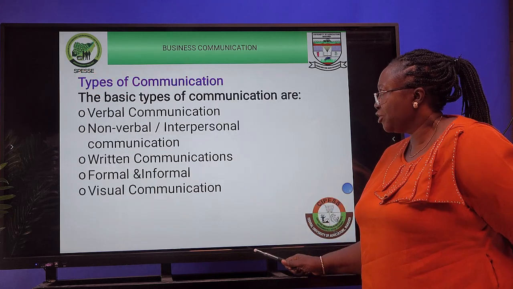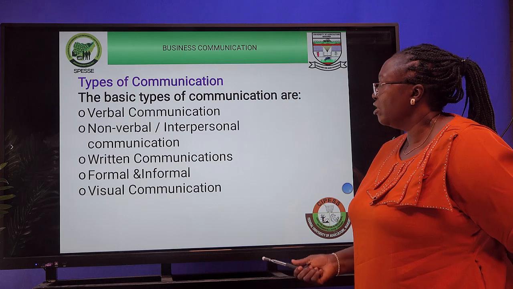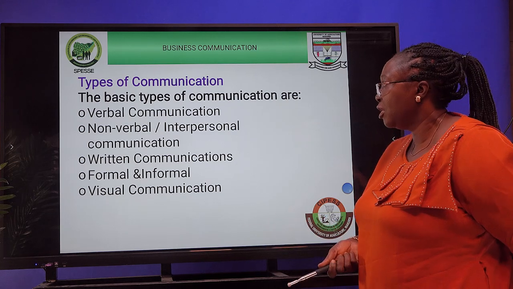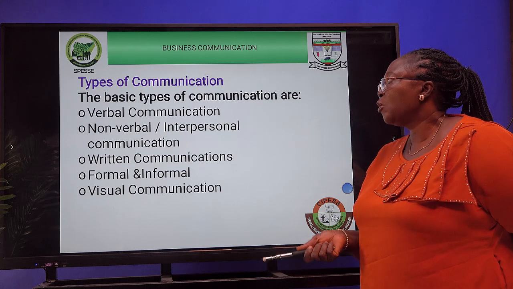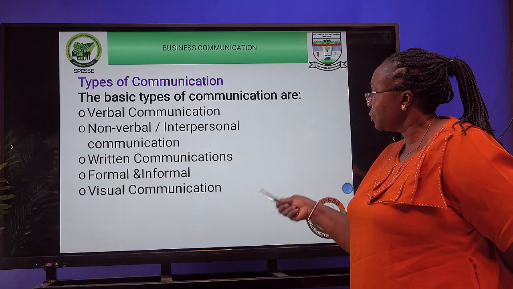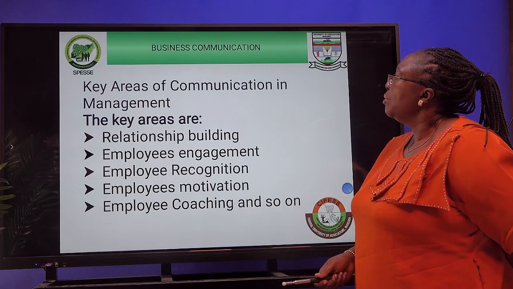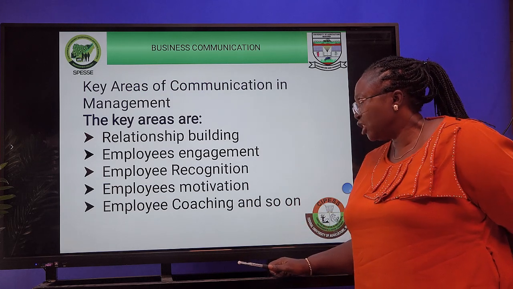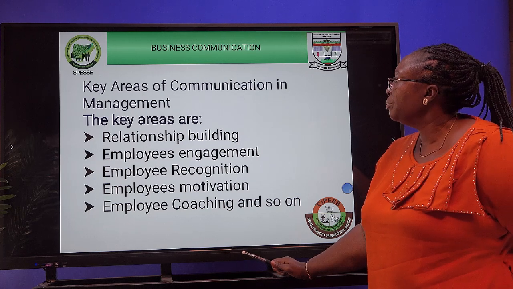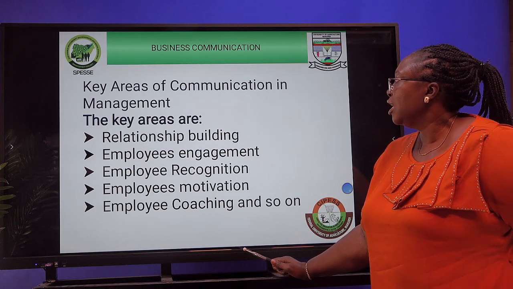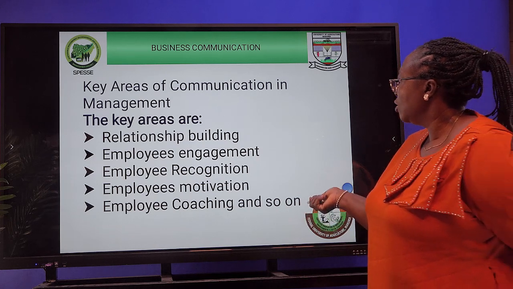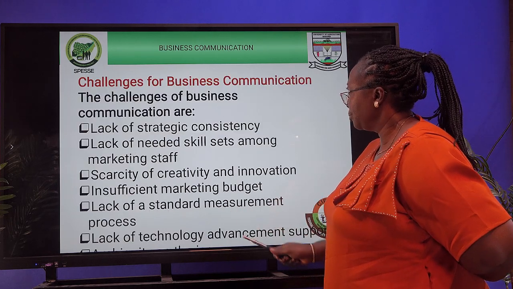The types of communication are verbal communication, non-verbal communication, or interpersonal communication, written communication, formal or informal communication, and you also have the visual communication. There are key areas of communication in management, and these key areas include relationship building, employees engagement, employee recognition, employee motivation, employee coaching, and so on.